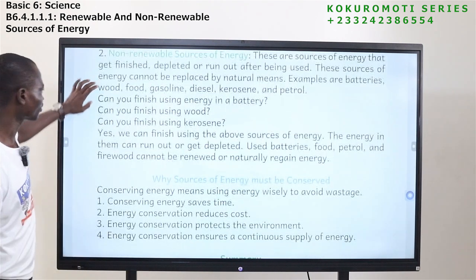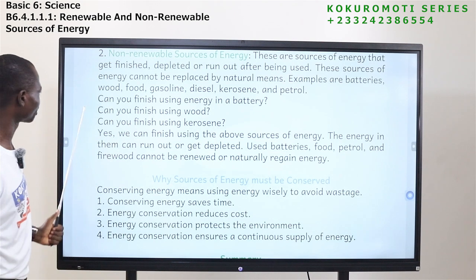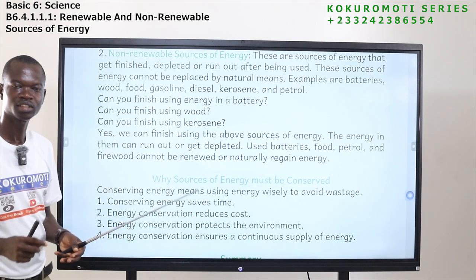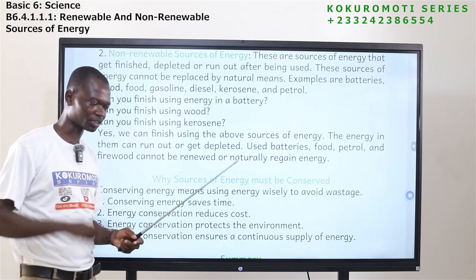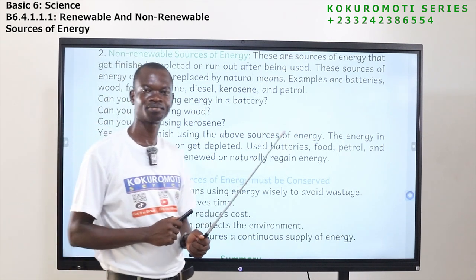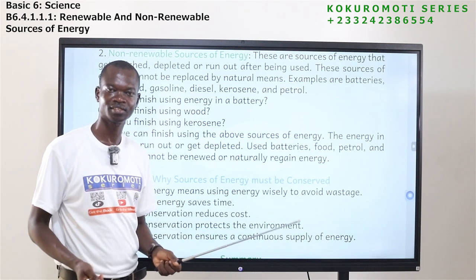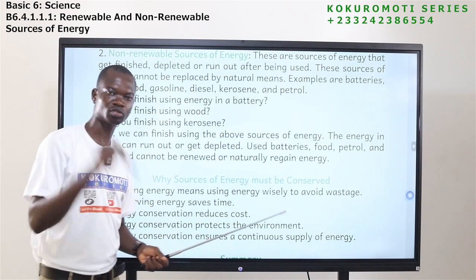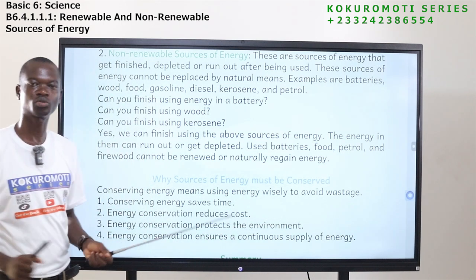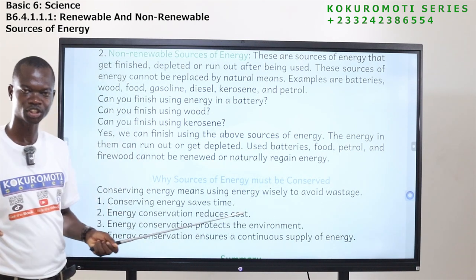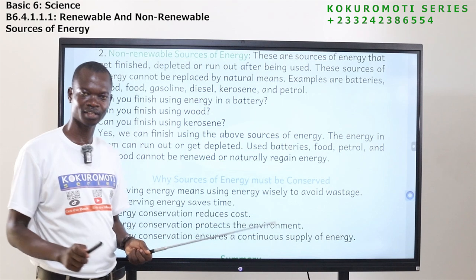Now let's look at these questions. Can you finish using energy in the battery? So if you buy a new battery, you put it inside a torchlight. The energy in the battery, can you finish using it? Yes. Because it will get to a point that the torch will not give any light. When the energy in the battery gets finished, the torch will not work.